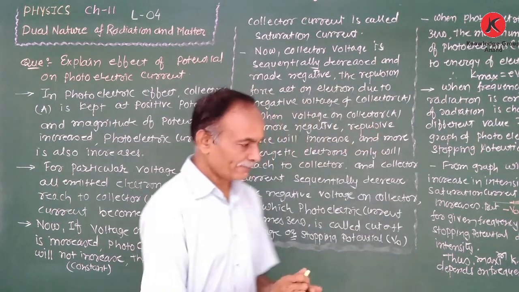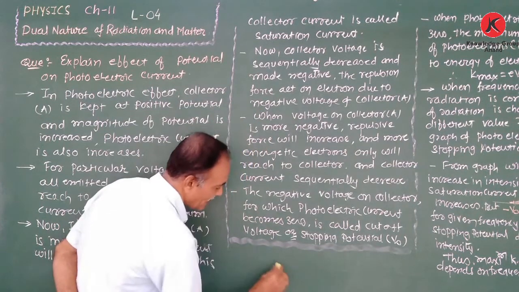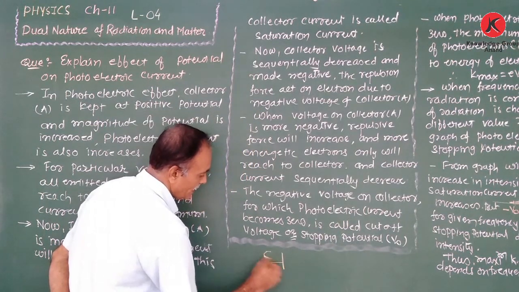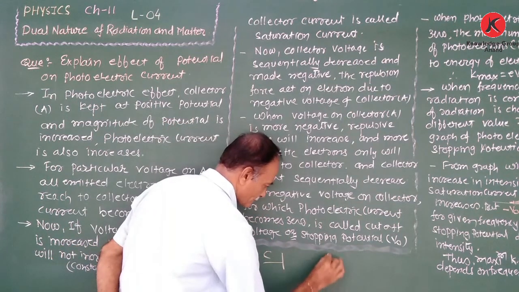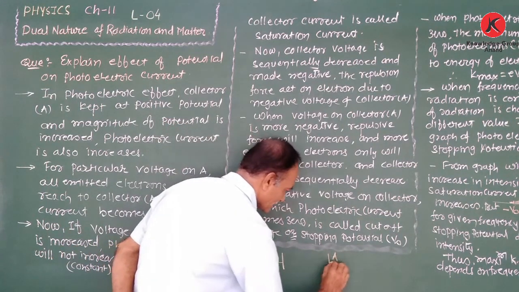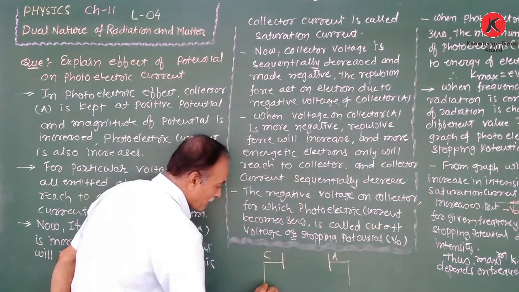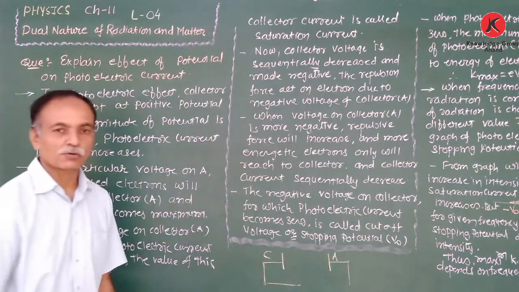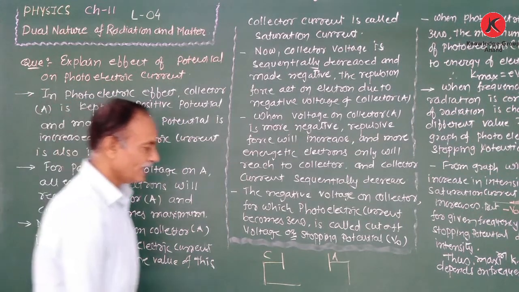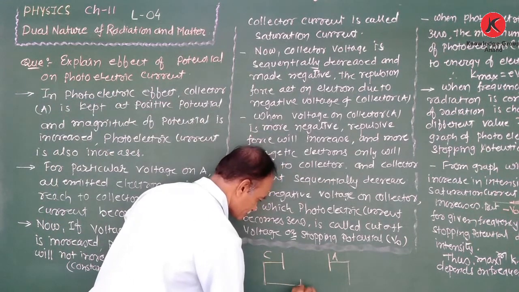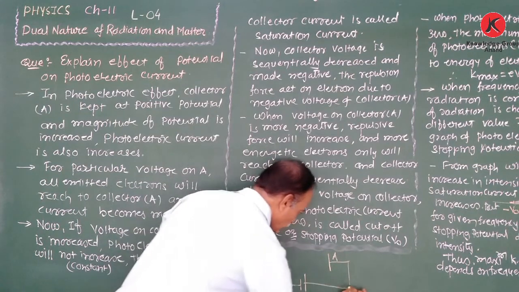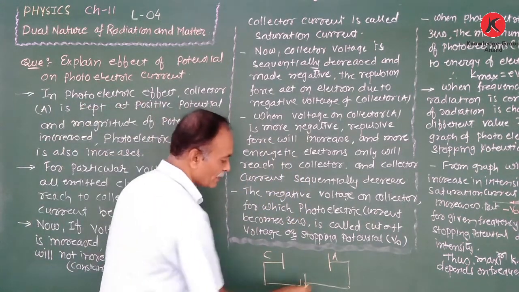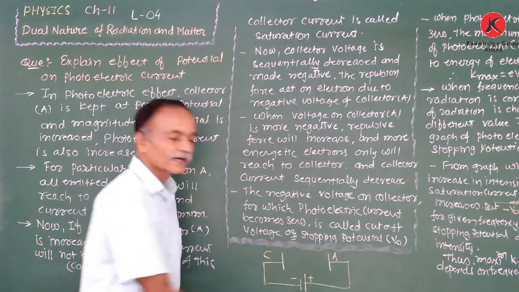In the photoelectric effect, the experimental arrangement is that there is the cathode, or the emitter, and there is the anode, the collector. We apply a potential difference between the cathode and anode, that means the emitter and collector. Now, at present, the anode is kept at positive potential with respect to the cathode.